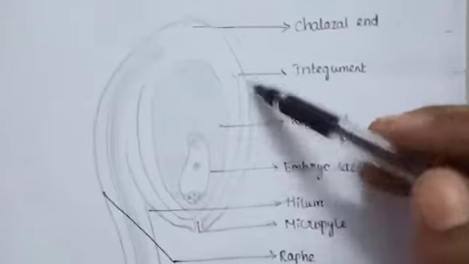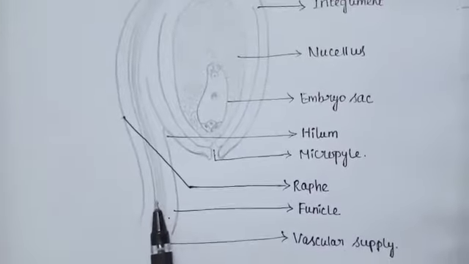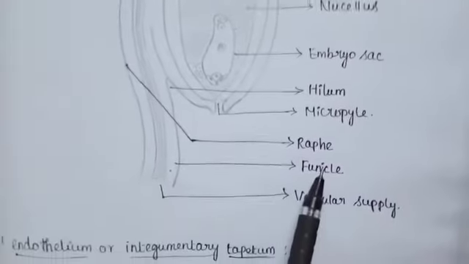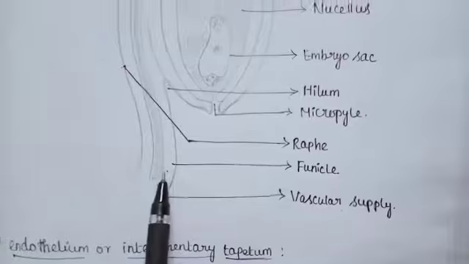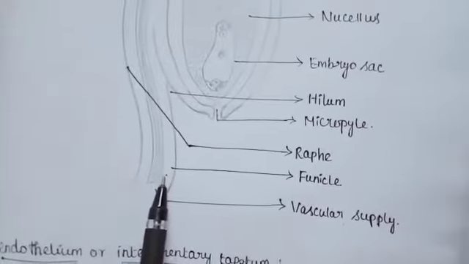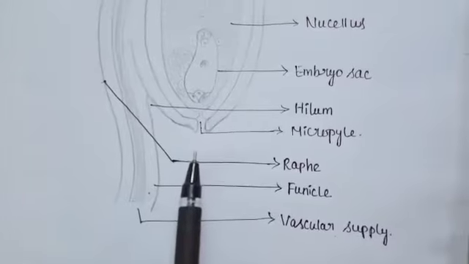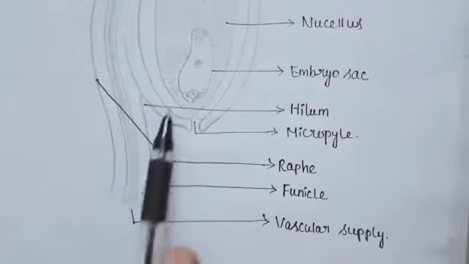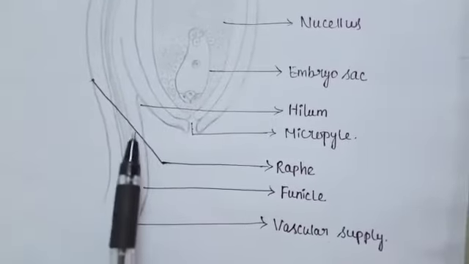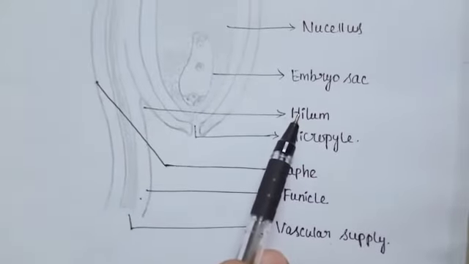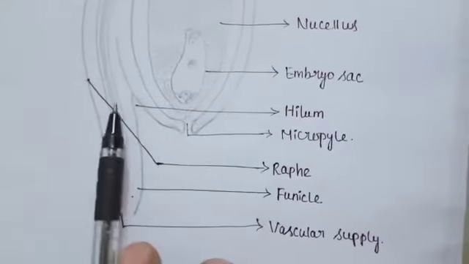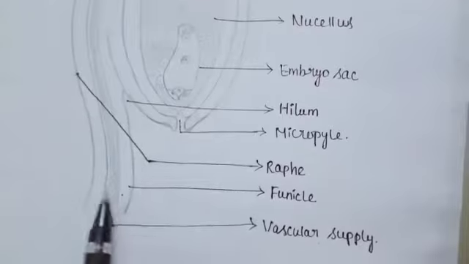This is the integument. A mature ovule consists of a stalk and a body. This is the stalk. The stalk is also known as the funicle. It is present at the base of the ovule. It attaches the ovule to the placenta. The point of attachment of the funicle to the body of the ovule is known as the hilum. So it represents the junction between the ovule and funicle.